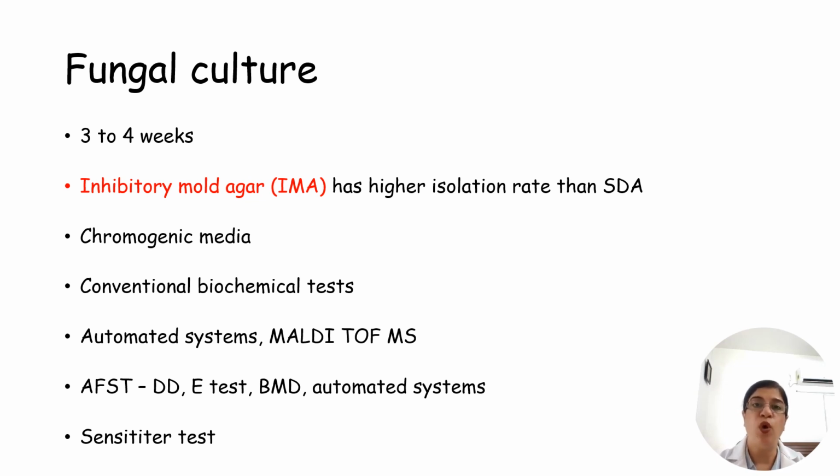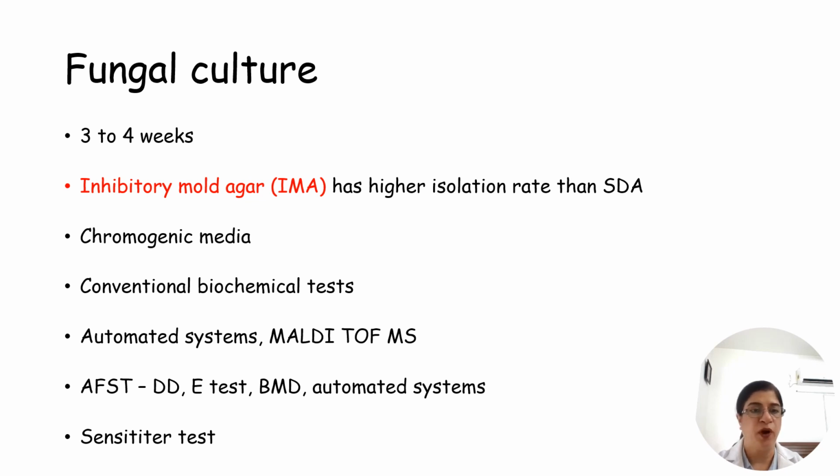And inhibitory mold agar is recommended because it has higher sensitivity than the more commonly used Sabouraud dextrose agar. It isolates more fungi, which can be missed on other media. Then chromogenic media will provide rapid identification of certain species. Conventional biochemical tests also help in rapid identification for some species. Then automated systems are there. MALDI-TOF MS has become more important because of its rapidity.